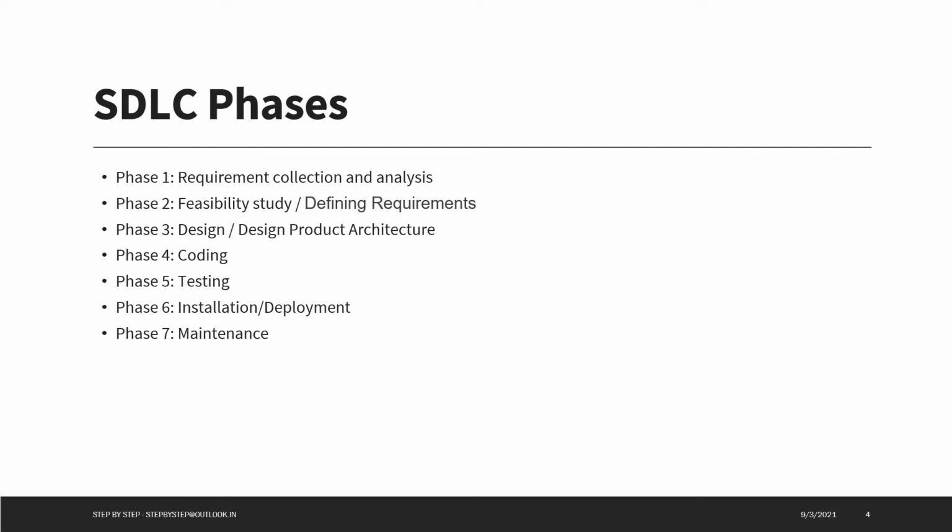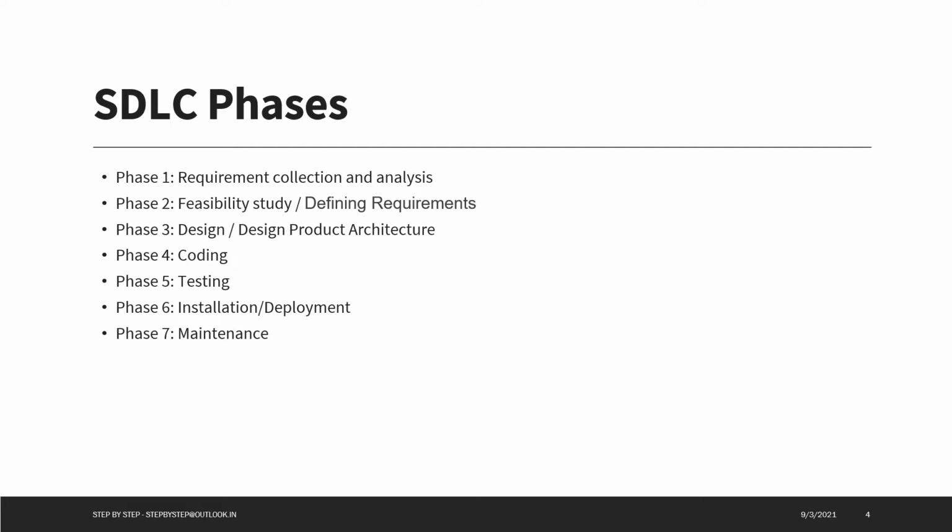There are 7 phases for SDLC, which start from requirement collection, or requirement gathering and analysis. Then second will be feasibility study and defining the requirements. So the requirements will be studied and defined in a particular manner. Then third will be design, or designing the product architecture. So based on the requirements, the architecture for the product will be developed.